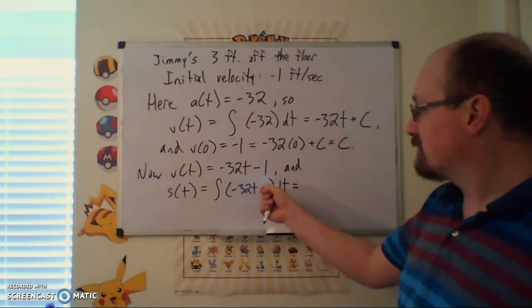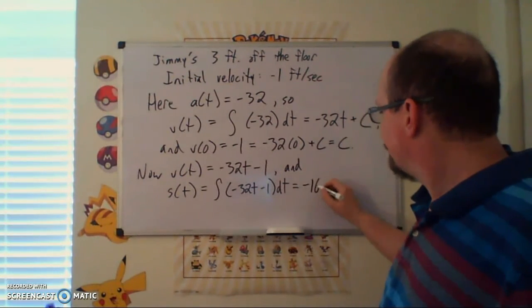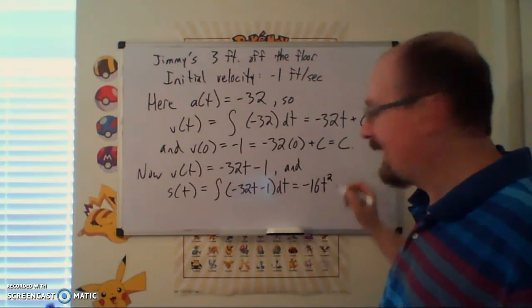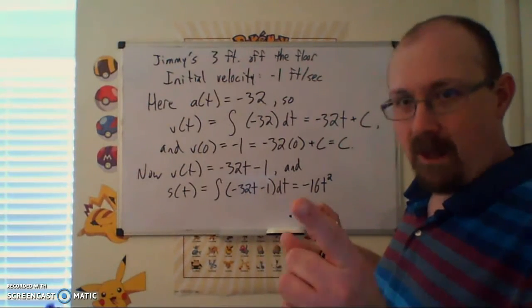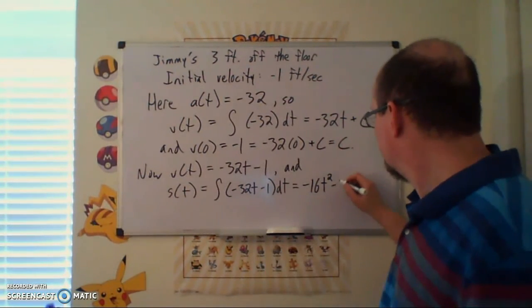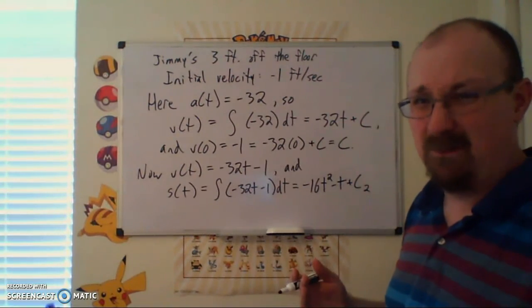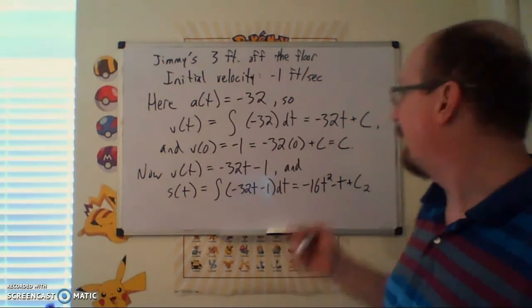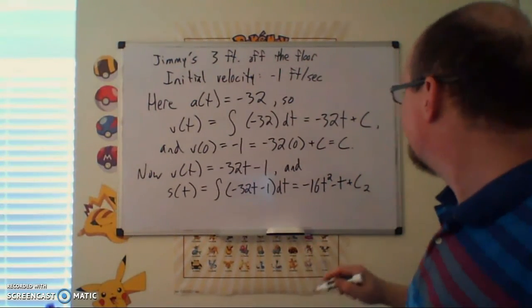Now we can use our power rule. The exponent is 1, adding 1 to that gives us 2. Dividing by 2 would leave me with -16t squared, and an antiderivative of the -1 is -t. It's t, not x. Don't put an x. And I'm going to call the constant C2. If you really just labeled it C, it's not the end of the world, but I want to make sure you know that this is not automatically the same as that one.